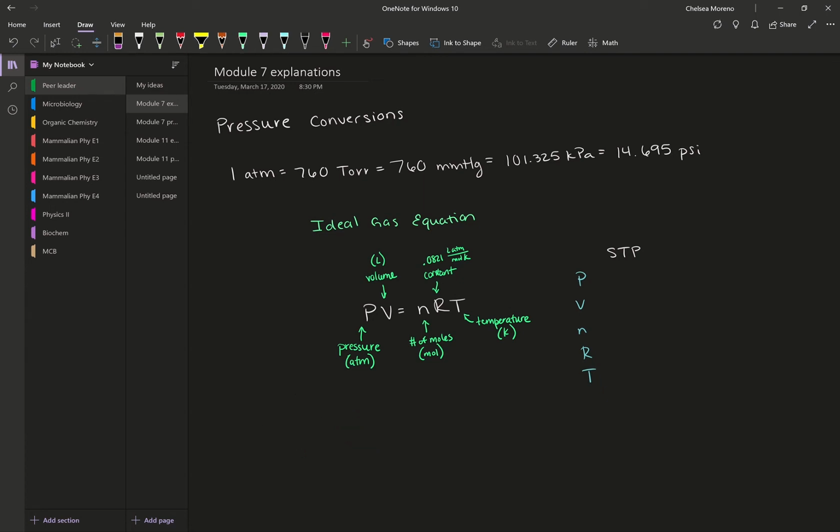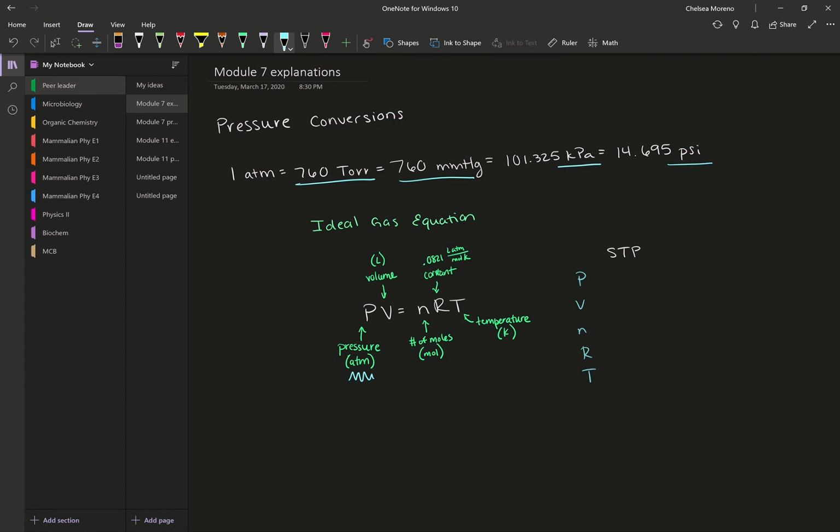Okay, so another thing that I want to point out is the units that you're going to be given. So remember, pressure, we want it in atmospheres. But keep in mind, they could give it to us in torr, or millimeters of mercury, or kilopascals, or in PSI, right? So if they were to give you the pressure in torr, millimeters of mercury, any of those, then we want to make sure that we're converting to atmospheres. So we need to do that as well.